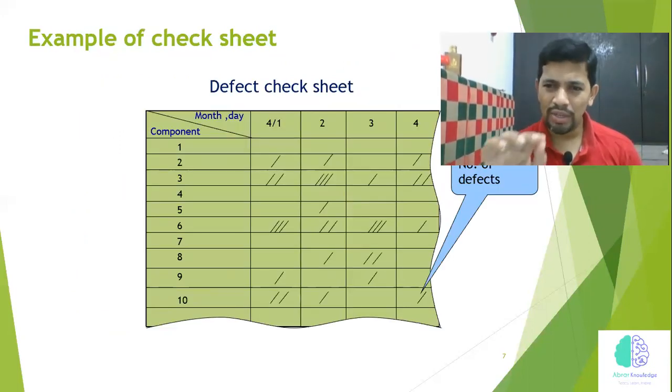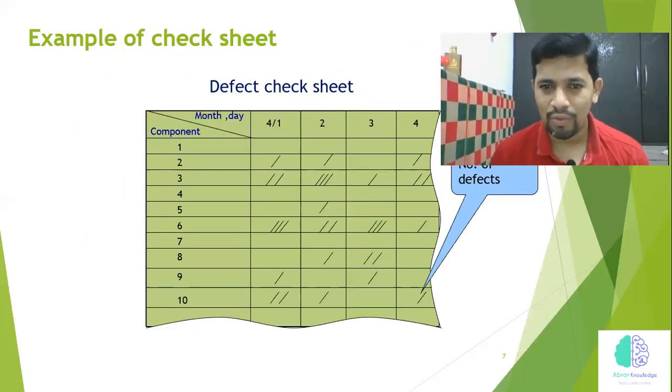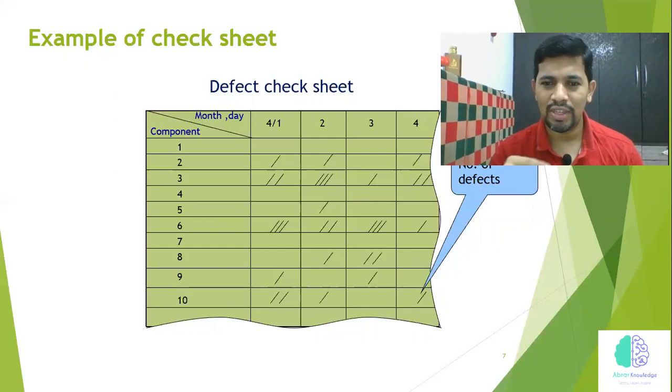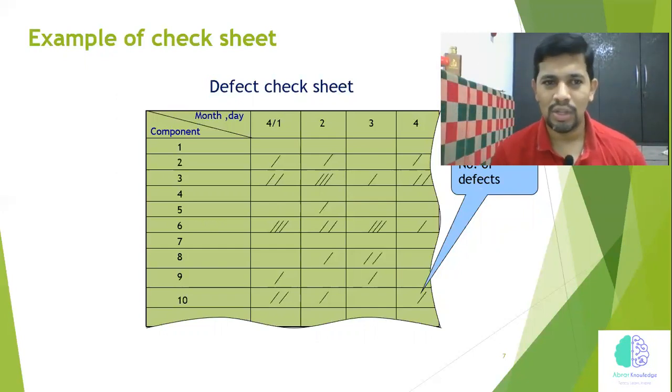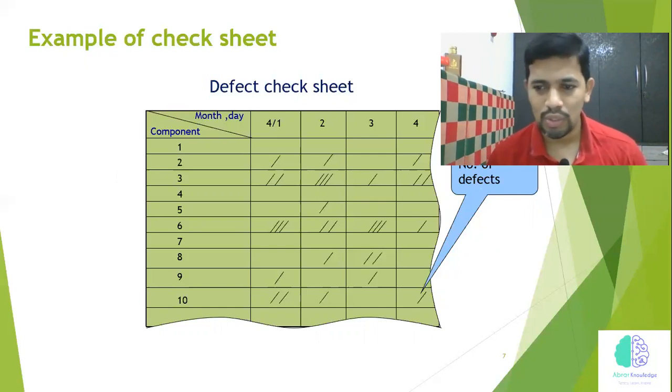So this is one typical format for defects. For example, let's say you have a component, and these are different dates coming up. You can put 1, 2, 3, 4, and 5 and so on. So this is one way of doing it. Not only can you use it for discrete data, you can also use it for any measurable data as well.